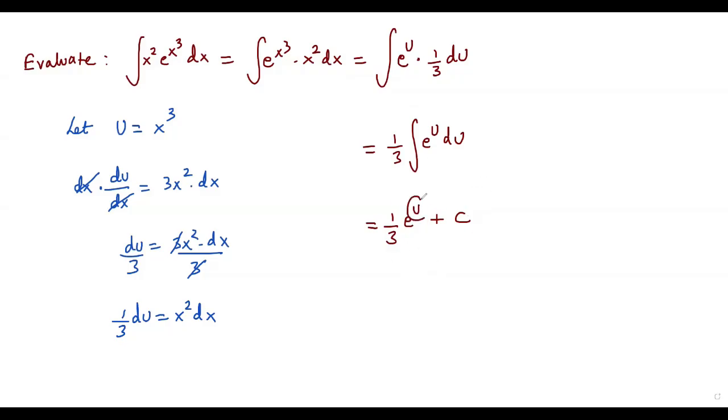And here we have u. u is a variable taken by us. It has to be replaced by the original stuff, that is x cube. Because u and x cube are equal, we can plug in this x cube for this u. Then I'm getting 1 over 3 times e to the power of x cube plus c. So the integration of the function x squared times e to the power of x cube is equal to 1 over 3 times e to the power of x cube plus c.